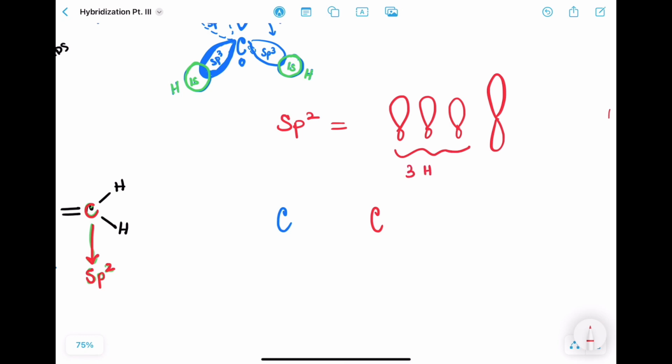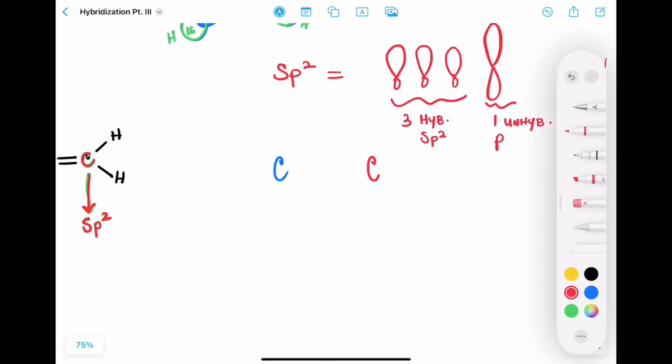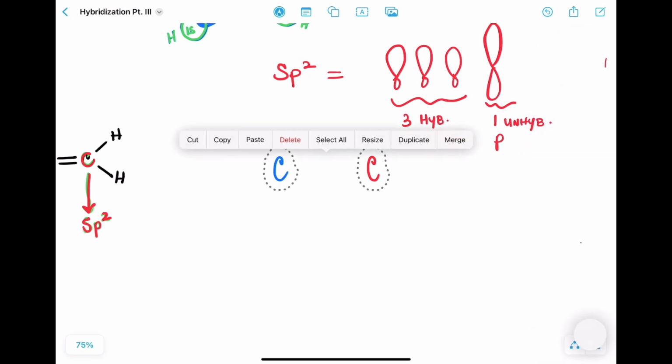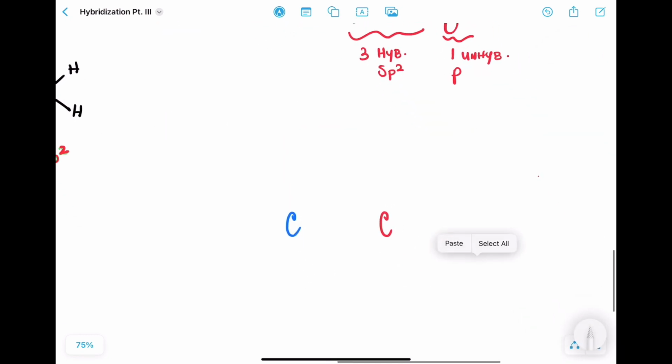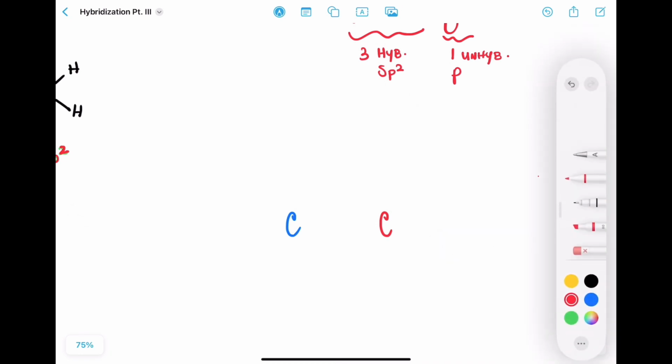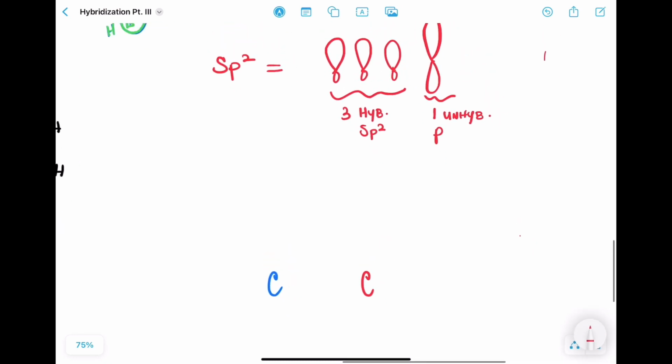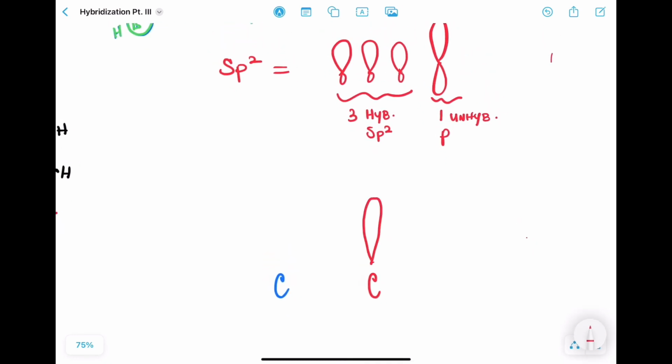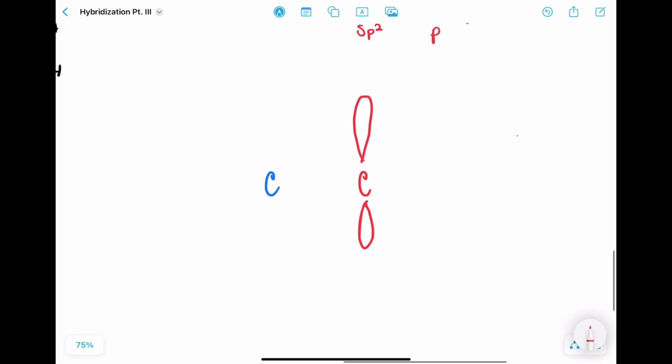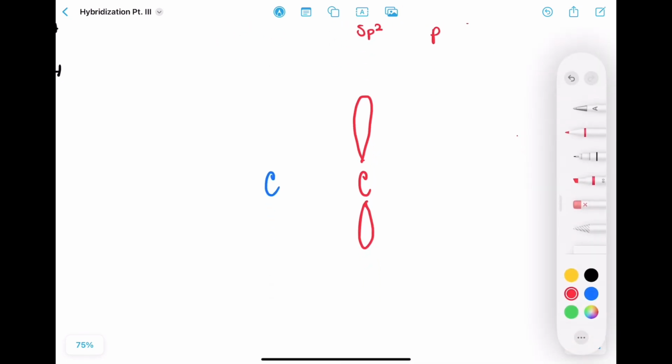So 3 hybridized sp2, 1 unhybridized p orbital, excuse me. There we go. So now what I need to do essentially is draw that around these atoms. And so what I'll go ahead and do is I'll start to draw. Around this atom, I'll draw the unhybridized p orbital. Both those atoms have unhybridized p orbitals, but I'll just stick with drawing the first one.